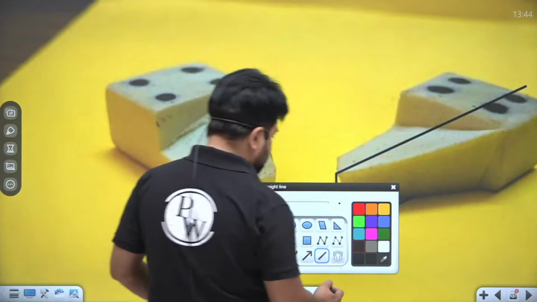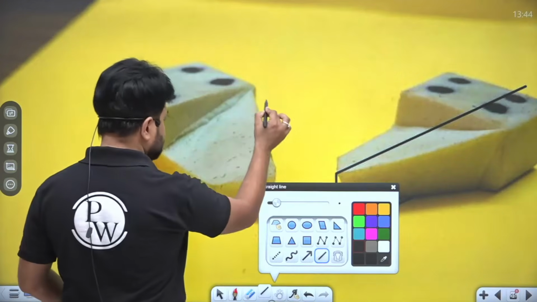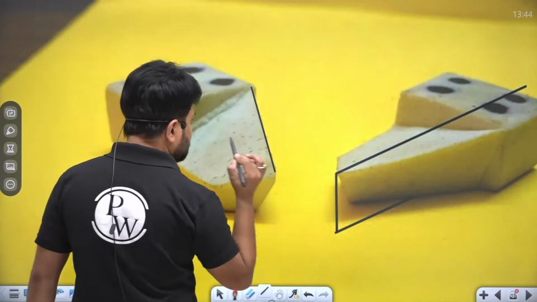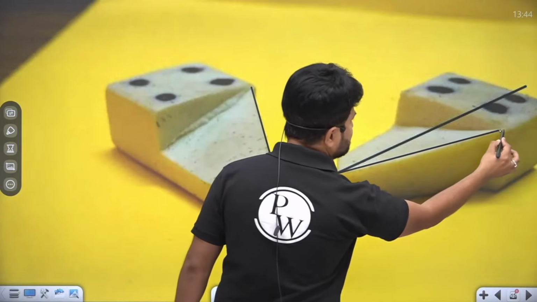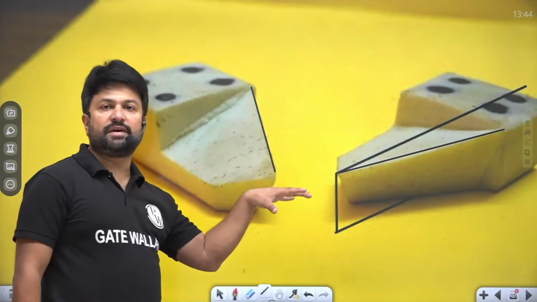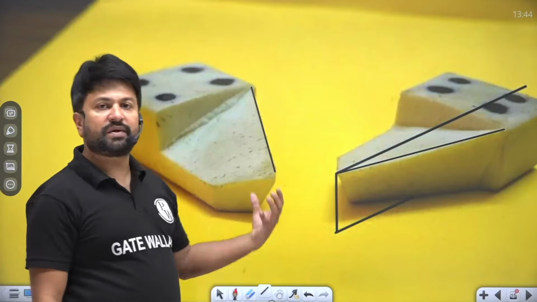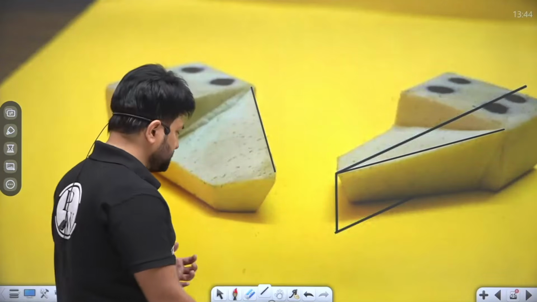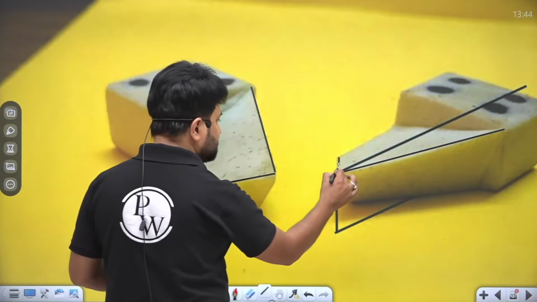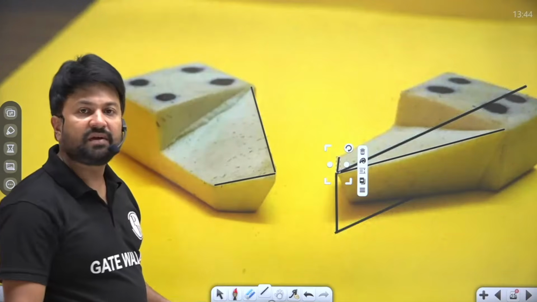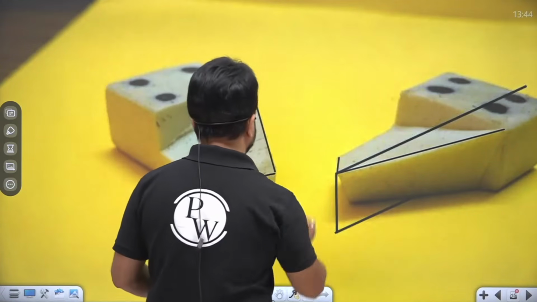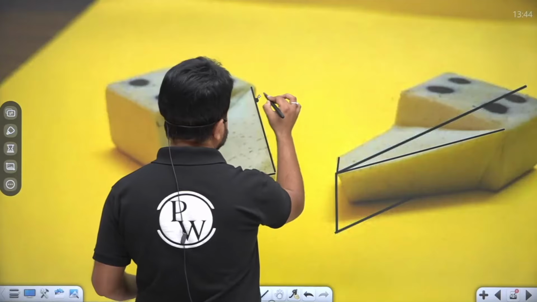Again, I am going to explain, my dear. This is the side cutting edge, right? In this view, I have placed the tool in a different view so that you can see the tool in an easier manner, right? This is the end cutting edge, right? Am I clear?